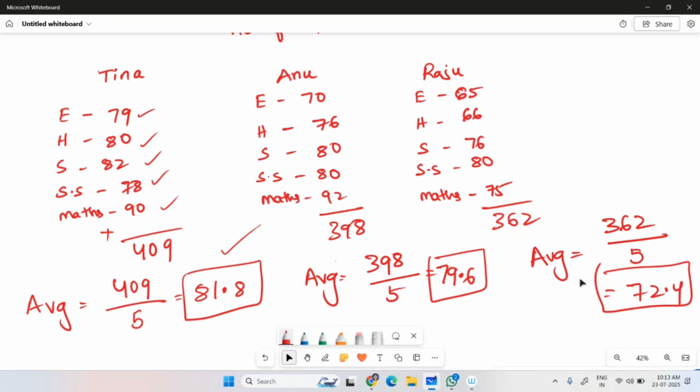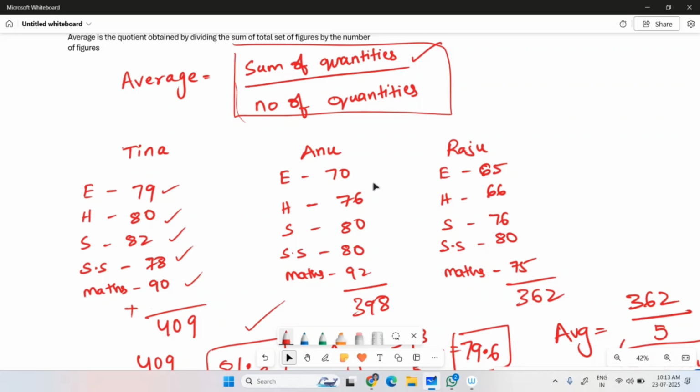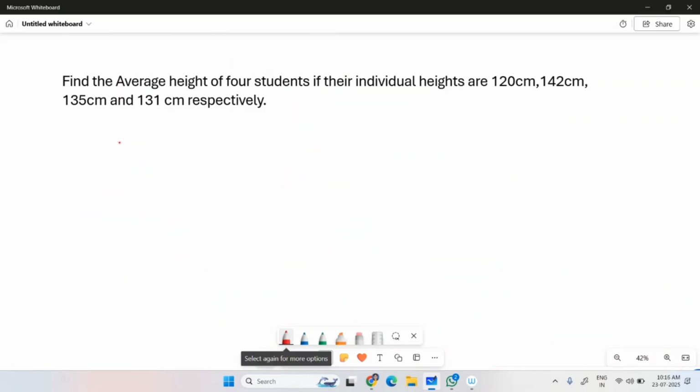Average, how do we find it out? Sum of all the quantities or observations divided by the total number of observations or quantities. Sum of quantities by total number of quantities. Let's see one more example. The question is: find the average height of four students if their individual heights are 120 centimeters, 142 centimeters, 135 centimeters and 131 centimeters. So we have to find out their average height.